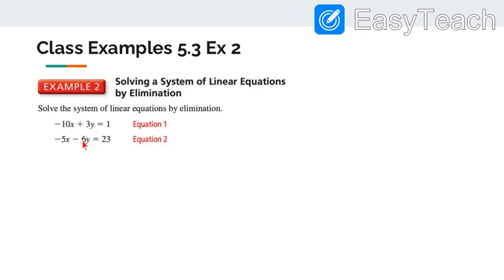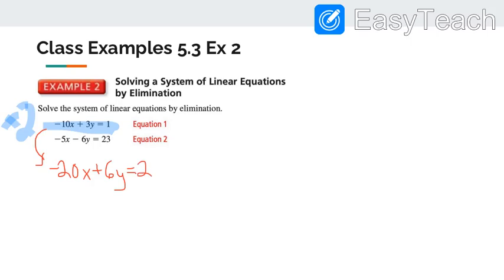So 3 multiplies into 6, so I'm going to multiply this top line. I'm going to multiply all that by 2. And what that will give me is the following equation set. If I multiply that first one by 2, because 3 times 2 is going to be positive 6, I'm going to get negative 20x plus 6y is equal to 2.